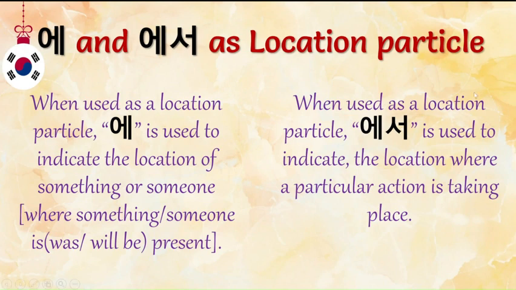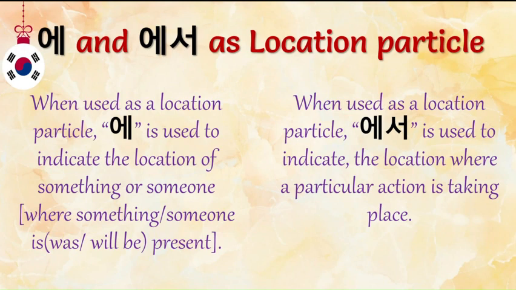Alright, and 에서 is used to indicate the location where a particular action is taking place. Look at the difference. 에 indicates the location of something or someone. 에서 indicates the location of a particular action. Where a particular action is taking place, that location is indicated by 에서. This is the difference between them when they are used as location particles.